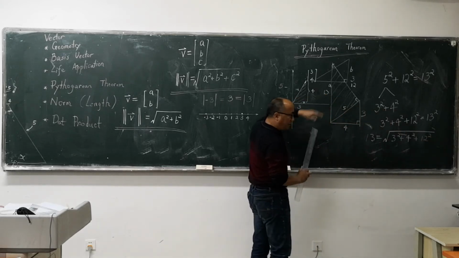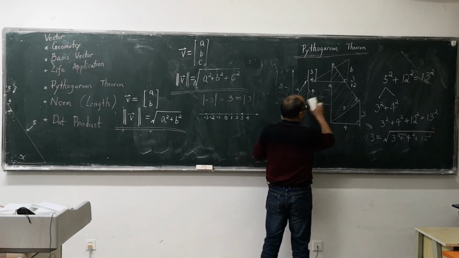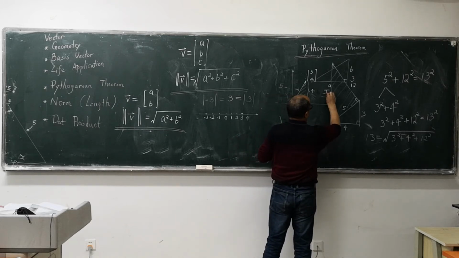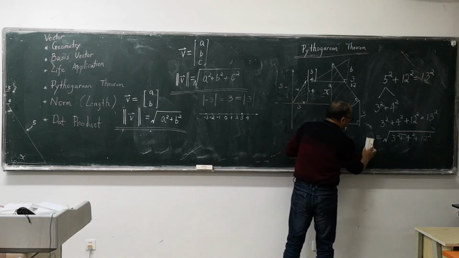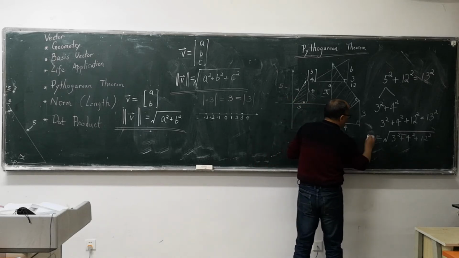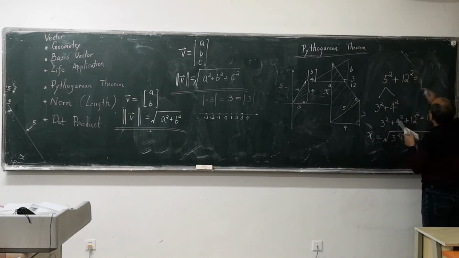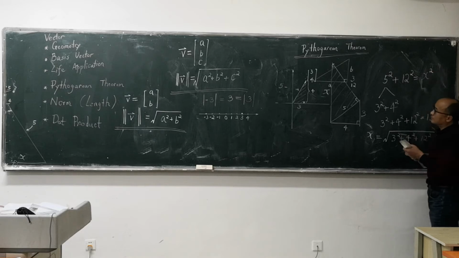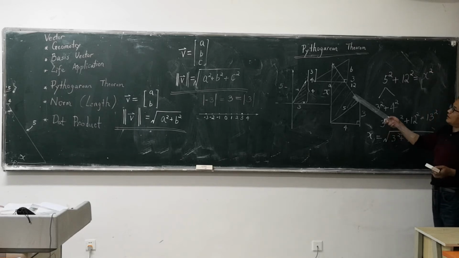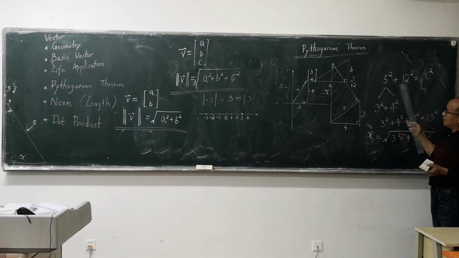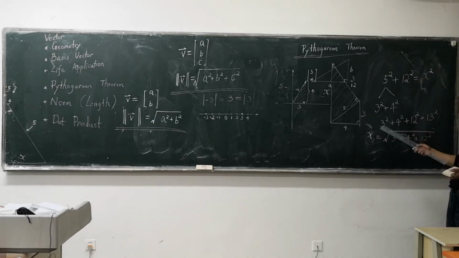Even though we do not know, let's say we do not know, this is the x. Here is the x. 5 square plus 12 square equal to x square.